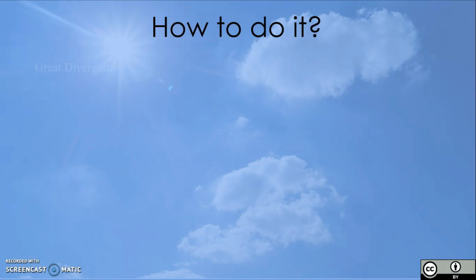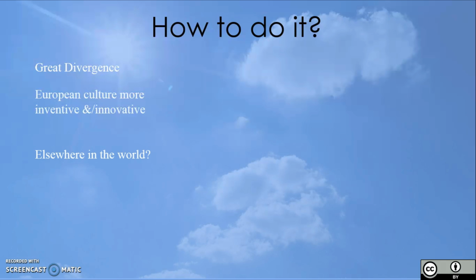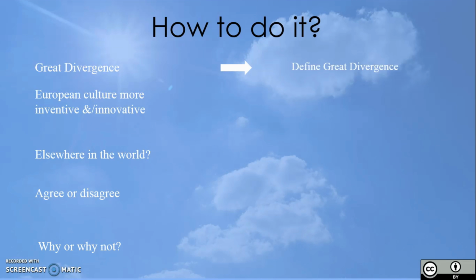So check this out. We've got the Great Divergence, right? We've got European culture, the claim that European culture is more inventive and or innovative than elsewhere in the world. We're asked whether or not we agree with this statement, and then we're asked to provide reasons as to why we agree or disagree. So we're going to have to define Great Divergence, right? We're going to have to offer a definition of Great Divergence, what it is, maybe some features or characteristics of it. This is a history class, so probably when it is said to have happened.